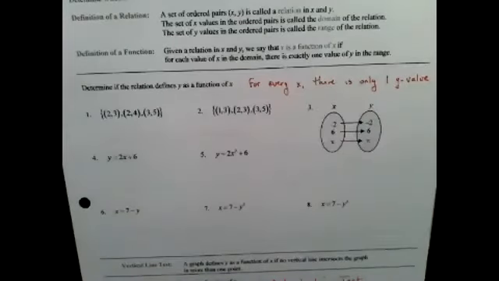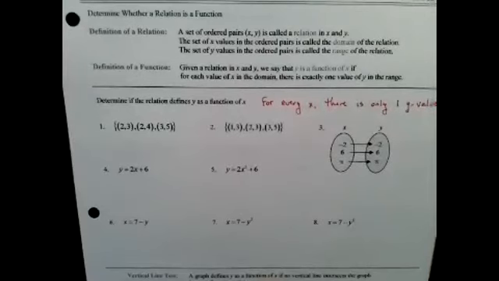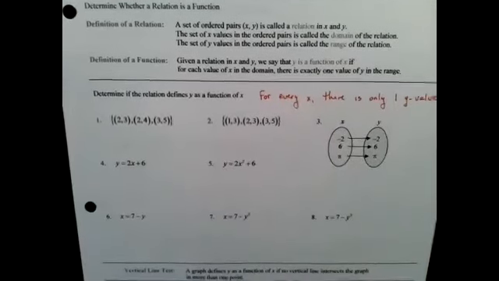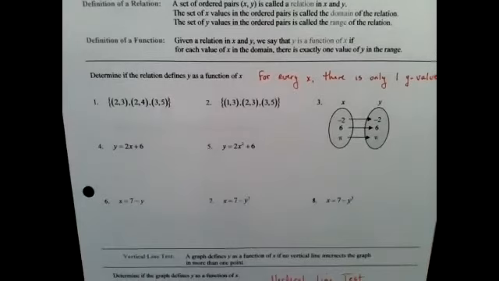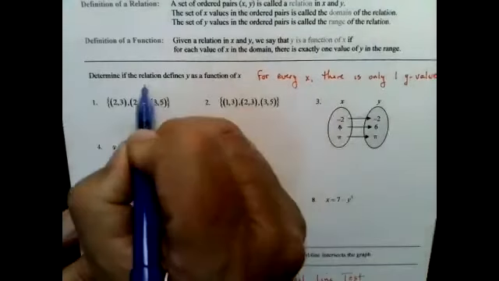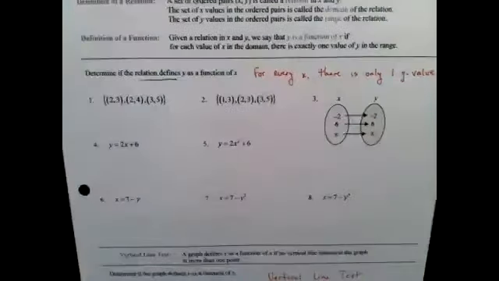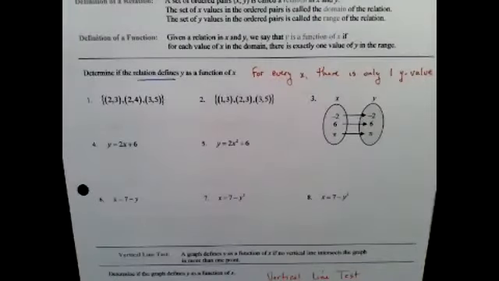Section 2.3, we start talking about these things called relations and the definition of a function. There's some terminology there, but we're going to come up with our own as we go. We're going to start with: what is a relationship? Determine if the relationship exists.